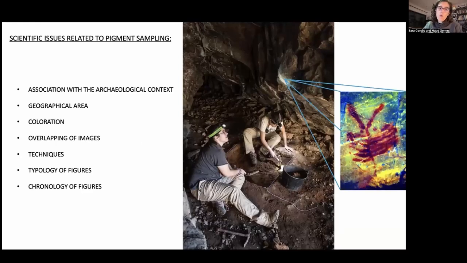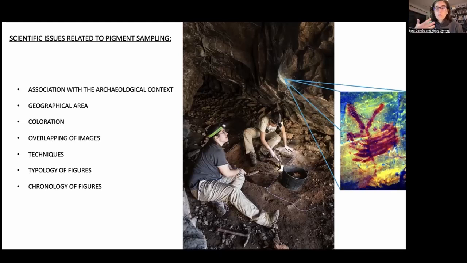The scientific questions have to be associated with the archaeological context, obviously, the geographical area, the coloration that we are working with, if it's red, black, white, yellow, orange, or other colorations, the overlapping of images, because this actually can help us a lot with the chronology, the different techniques that are applied to make this rock art, the typology of figures, and if we can work it out in advance, the chronology of the figures.